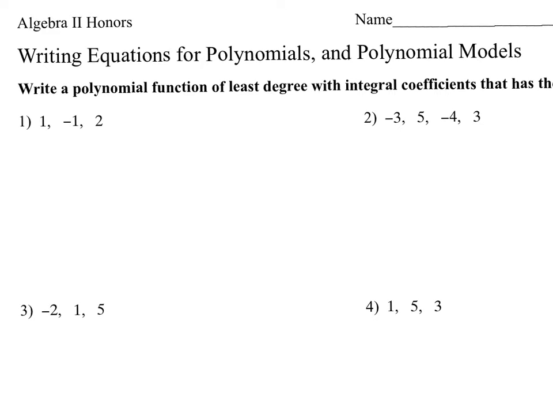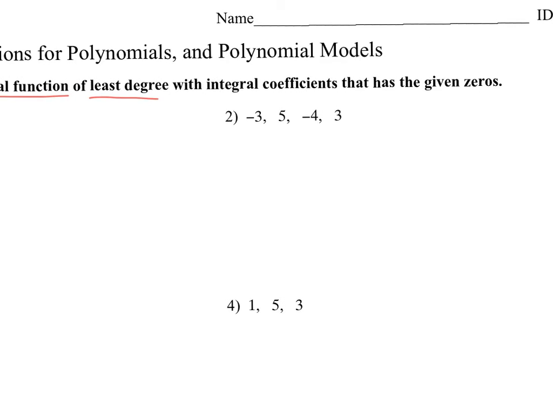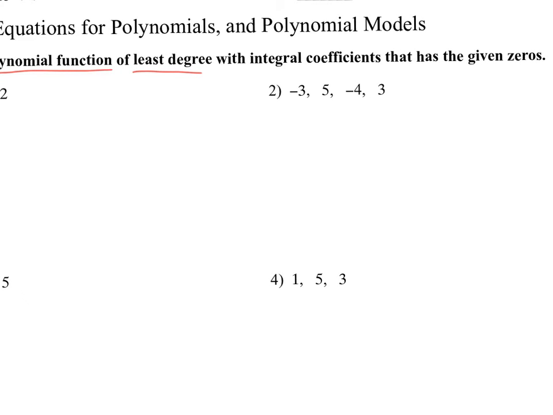So the first part is writing a polynomial function of least degree. So we've got a couple things to digest here. The first is polynomial function. This is probably going to be in factored form, so that we can work with this a little bit more easily. Least degree means we're not going to have anything squared or cubed unless we have some specific information. And then the other piece of this is integral coefficients that have the given zeros.